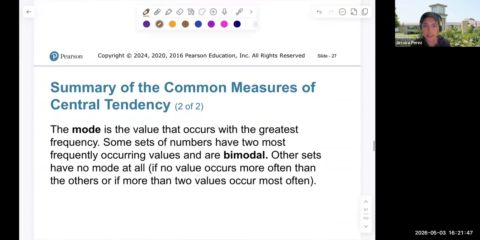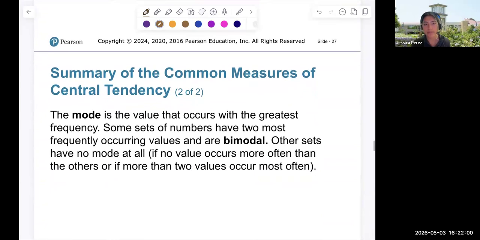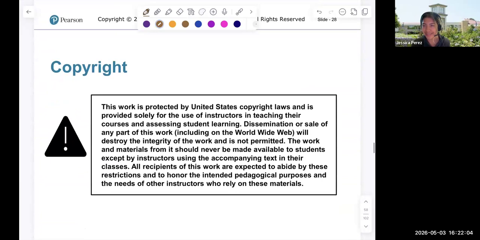And of course, the mode is the value that occurs with the greatest frequency. For some sets, you can have a bimodal or no modes at all. If you don't have any repetition, well, then you don't have a mode. So those three are our measures of central tendency.